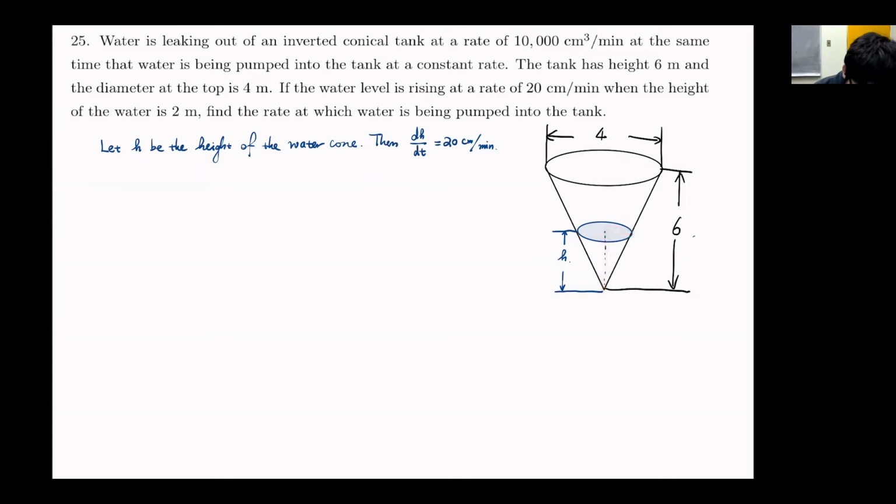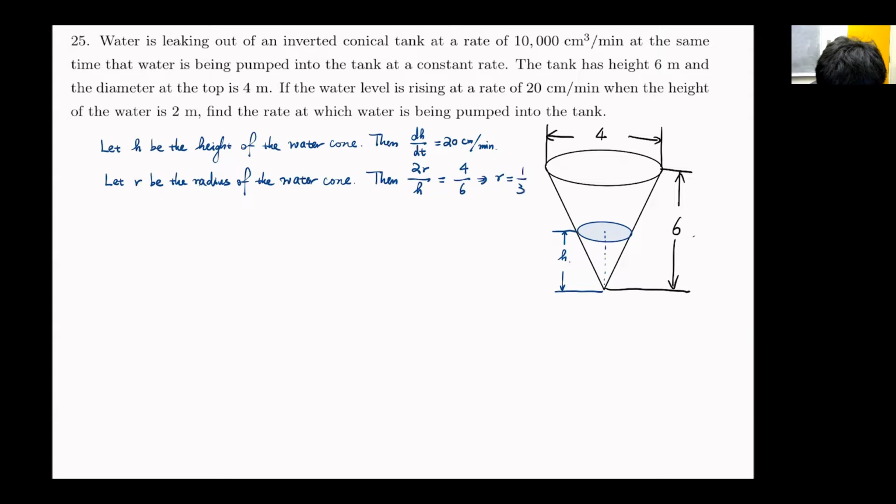So let me start by declaring variables. Let r be the radius of the water cone, and the diameter, namely 2r, of the water cone divided by h will have the same ratio as 4/6. So this will tell me that r is going to be 1/3 h. All right, so this is what we know from here.